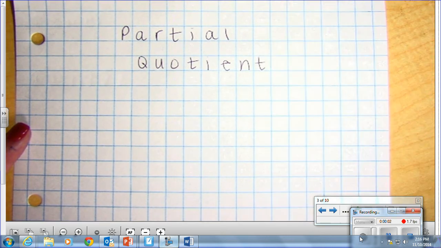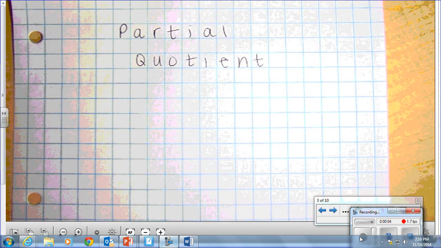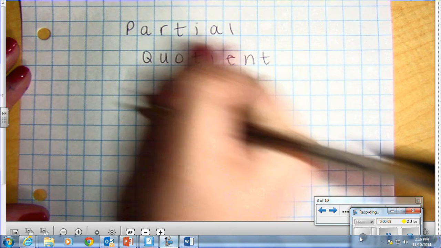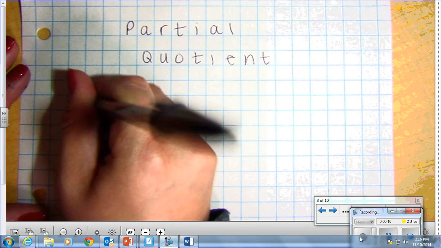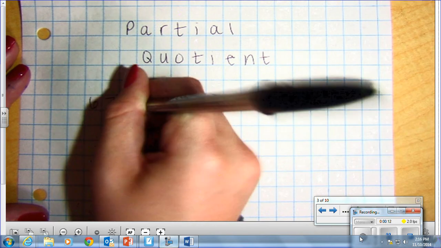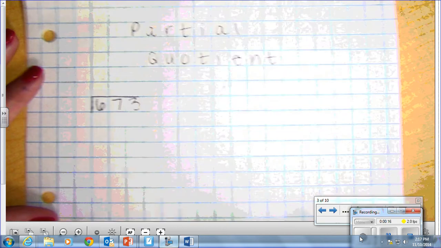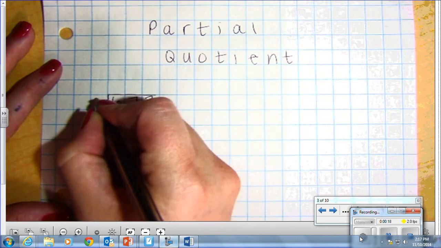Okay, boys and girls, we're going to do one more partial quotient example, and this time I'm going to show you how you can check your work. So let's go ahead and do 673 divided by 3.